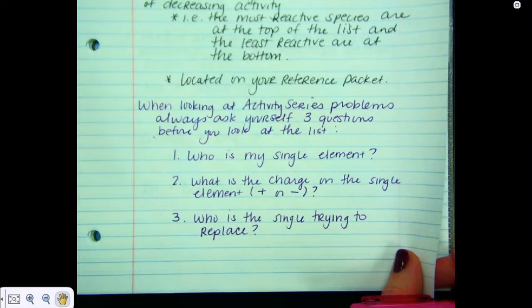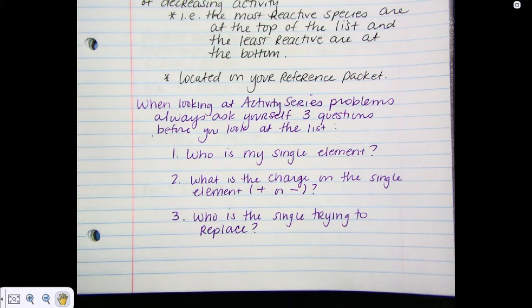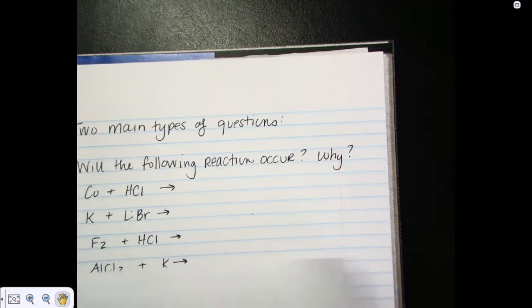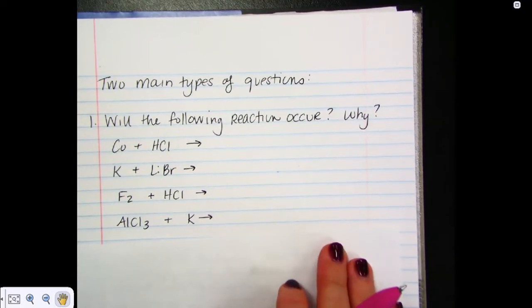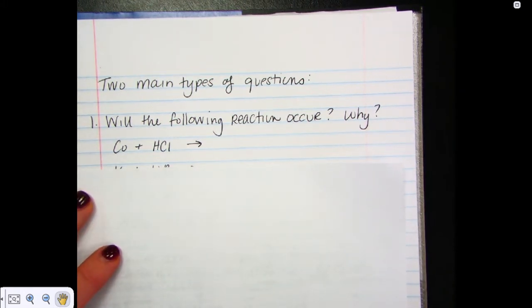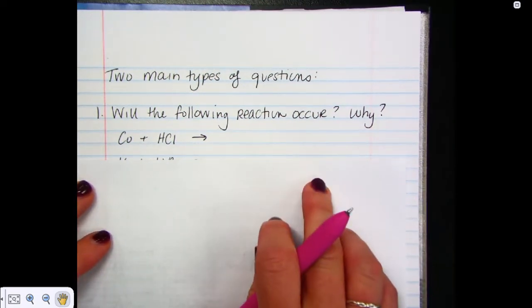All right, so we're going to look at the two most common types of questions that I'm going to ask you about activity series, and then we'll go through and use the list. So the first type of question that I'm going to ask you is just, will the reaction occur and why? Which just means explain to me the relationship of the two things on the list. All right, so let's go back to those three questions I said to ask.